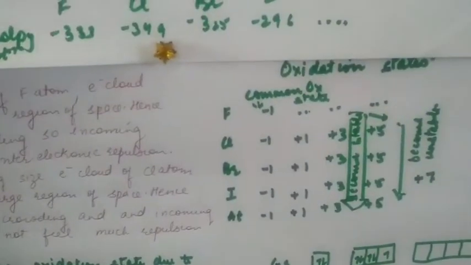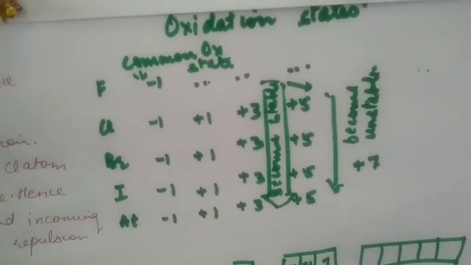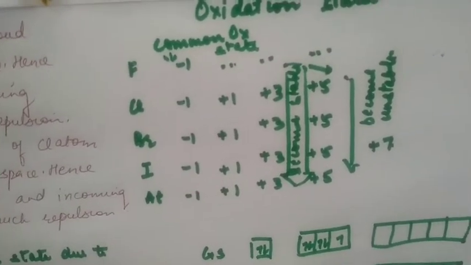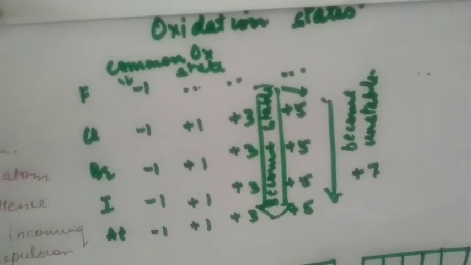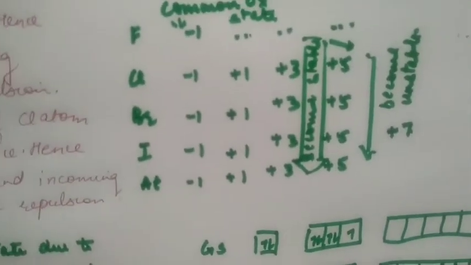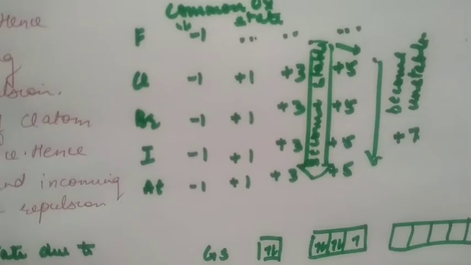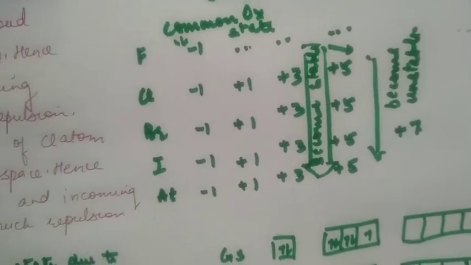Oxidation states. The common oxidation state for the halogen family is -1, as they have 7 electrons in their outermost shell, and only 1 electron is needed to complete the octet. All the elements show the -1 oxidation state. Fluorine shows a +1 oxidation state in HOF, but otherwise it does not show +1 or any other positive oxidation state because of absence of d orbitals.